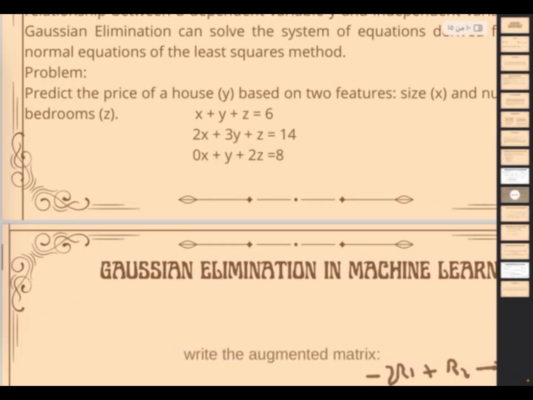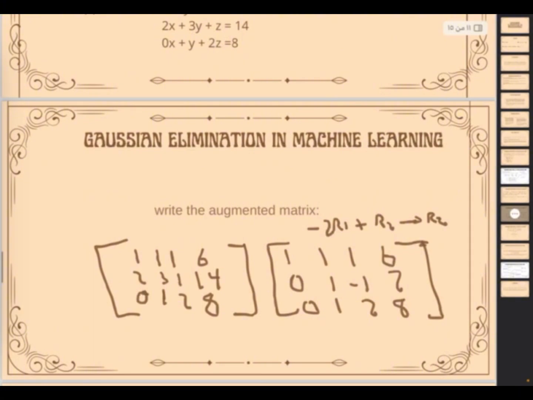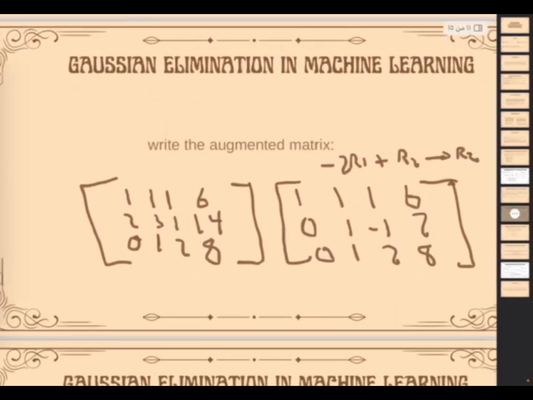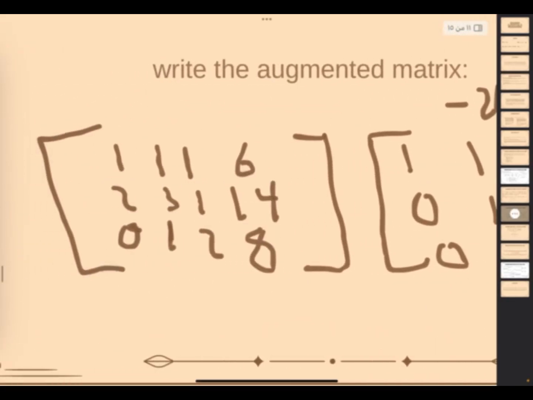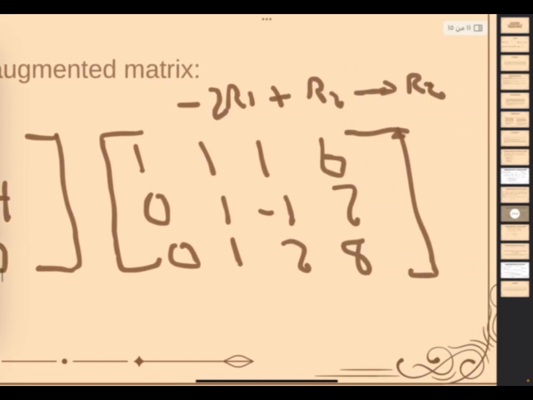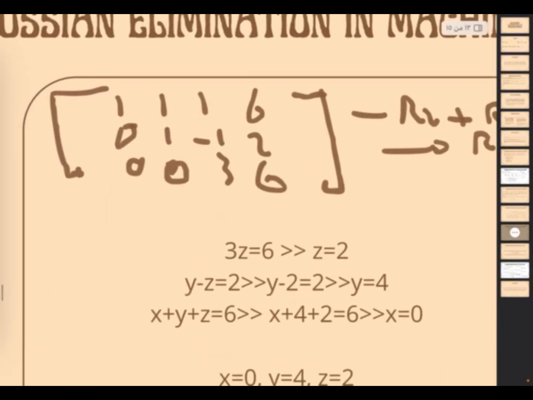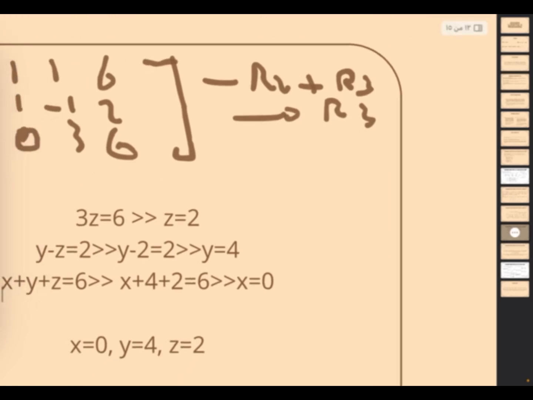Now we're gonna write the matrix based on the three equations. We will get this matrix, and we will need to simplify it, so we will multiply -2 in R1 plus R2 in R2, and we will get this matrix by multiplying -1 in R2 plus R3 in R3.